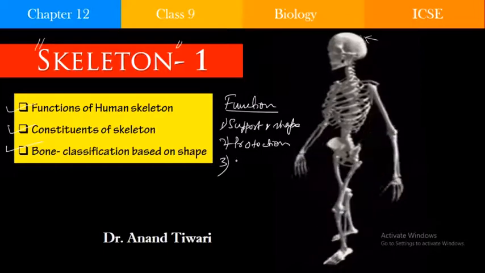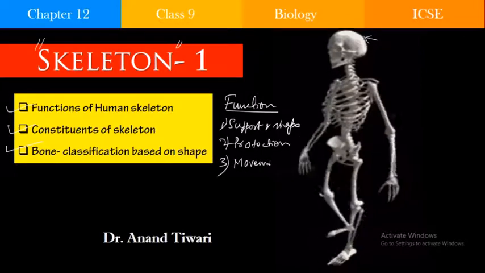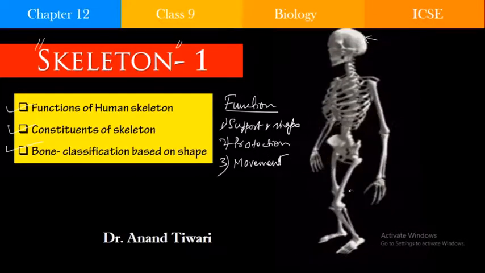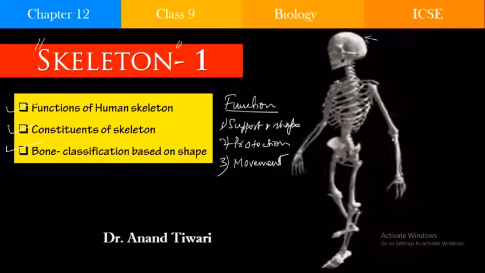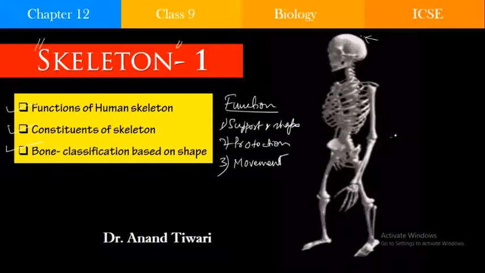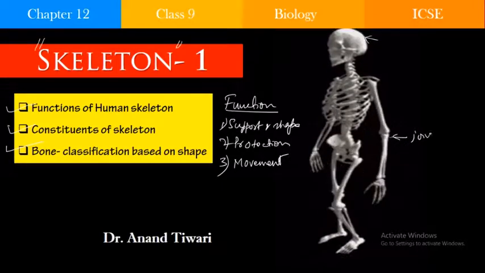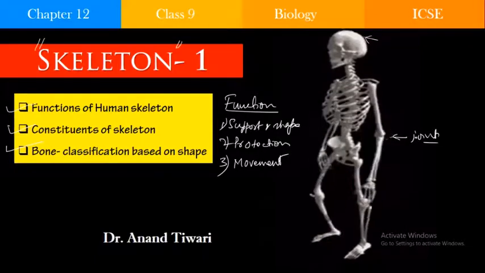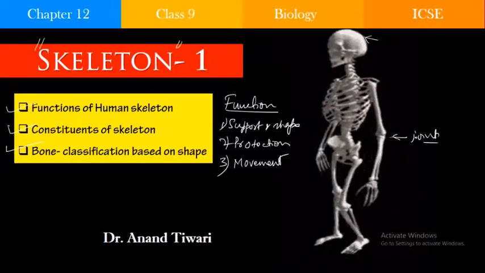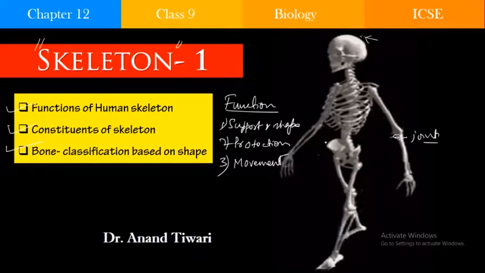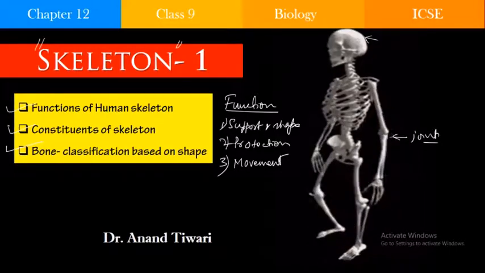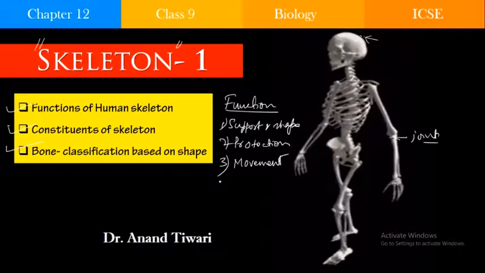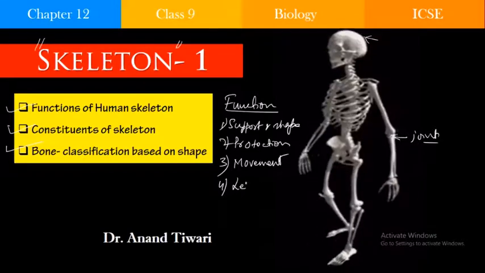Then it is also important in movement. The bones are not totally fixed, they are flexible at the joints. At the joints they are either very flexible or less flexible, there are different ranges of flexibility. This helps the person in locomotion, that is, to move from one place to another to perform various activities. It also provides leverage.